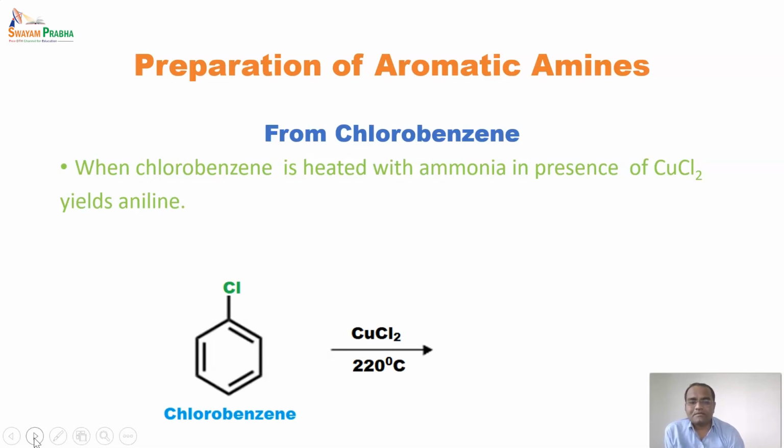So copper chloride acts just as an intermediate or catalyst, and one more substance remaining here is ammonia. The reaction is carried out in the presence of ammonia. Copper chloride just acts as an intermediate or catalyst, and after that aniline is formed. So ammonia is utilized in this reaction.